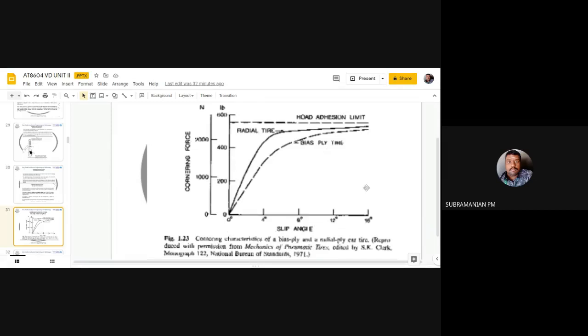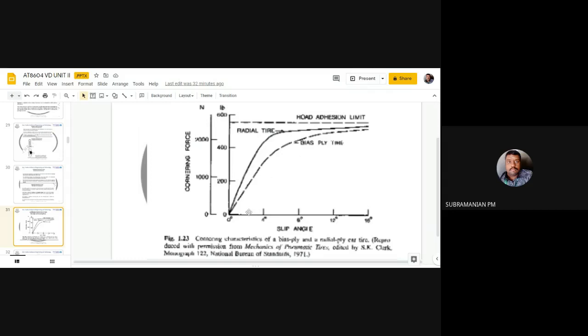I am plotting a curve. Slip angle in degrees: 0, 4, 8, 10, like that it is going. Okay. Cornering force, forget about the pounds, it is Newton, 1000. He's taking two tires: radial tire and bias ply. In a radial tire, the plies run in the radial direction. In a bias ply, the plies are woven one over another, so it will have a ply angle.